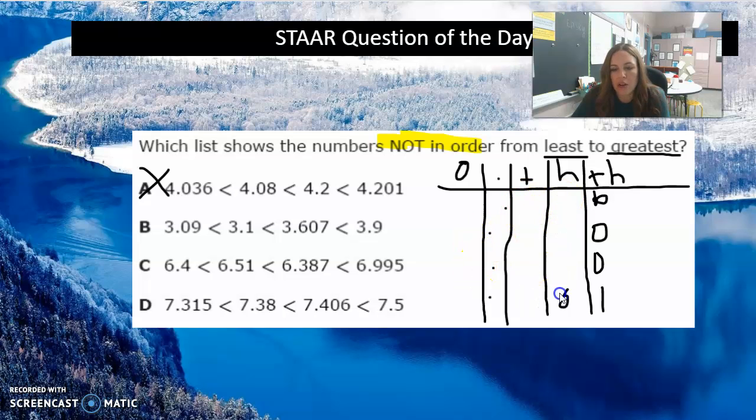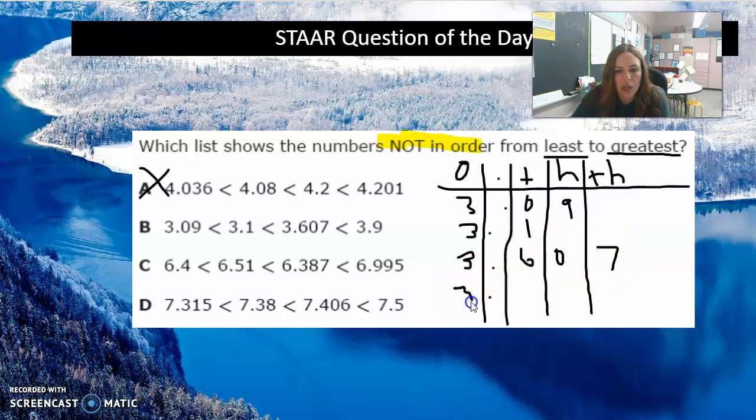Okay, let's take a look at our second one. It would be 3.09, 3.1, 3.607, and 3.9. Okay, and putting zeros everywhere. Already off the bat, I can see if I just look in our tenths place value, it goes from 0, 1, 6, 9. And that's exactly what we're looking for. So it is not going to be B.